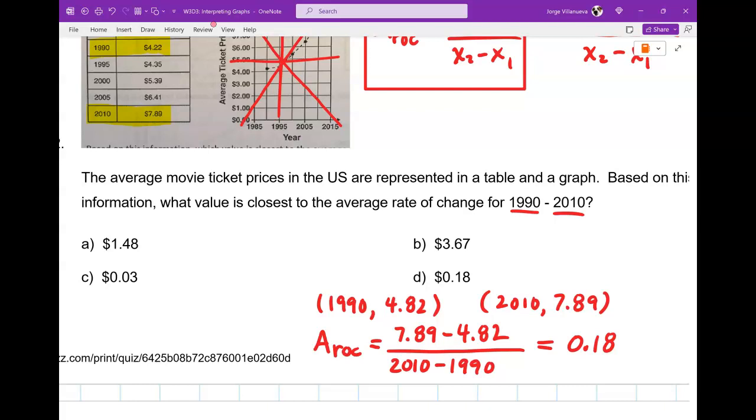Okay, so my answer is D. It's increased 18 cents per year. That's the average. 18-cent increase per year. And there's like 3 or 4 of these types of problems. Same idea. They're going to give you a chart, and they're going to say, find the average rate of change.